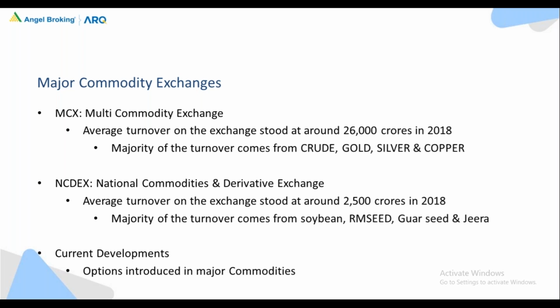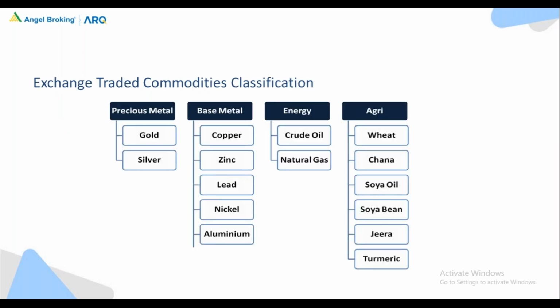Before we start and understand commodities, it is very important to understand what are the sectors or products that we have on the table for investors to trade. It can be classified into four categories. First is precious metals, in which primarily gold and silver, two commodities, are traded. Second is base metals, in which copper, zinc, lead, nickel, aluminium, and very recently bronze has been introduced by the exchange.